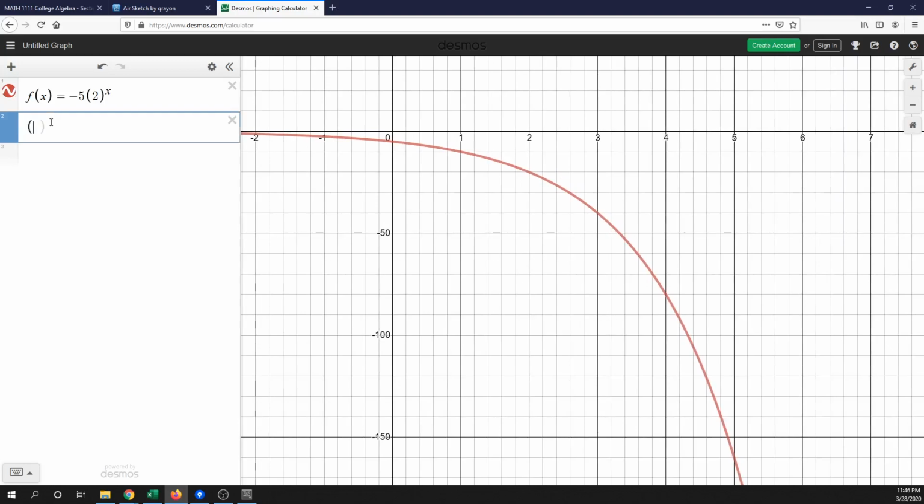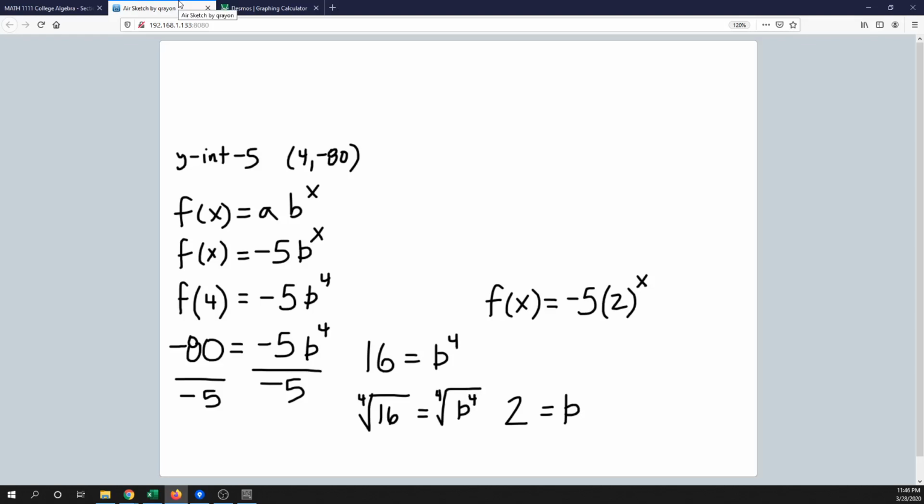All right, and look, the point was 4, comma, or was it 16? Let's see, what was the point they gave us? 4, negative 80. Okay. All right, and you can see there's that point right there, and the y-intercept is going to be 0, comma, minus 5, which is right here. Okay. All right. So again, this is the answer here.